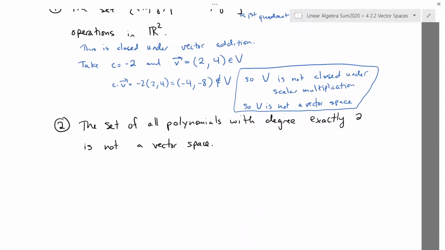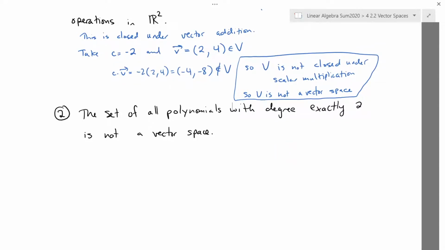So let's take a look at the next example. We have the set of all polynomials that have exactly degree 2. So the claim is that this is not a vector space. The reason is because it's not closed under vector addition, right? Because you can add two polynomials where some of the terms cancel out and you result in a polynomial of lower degree, right?